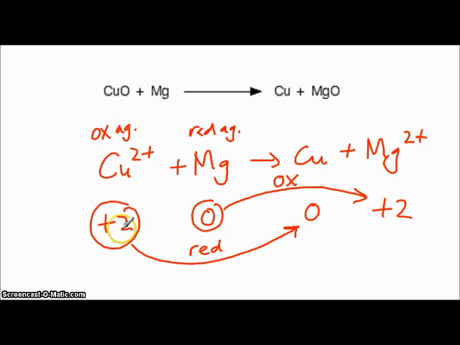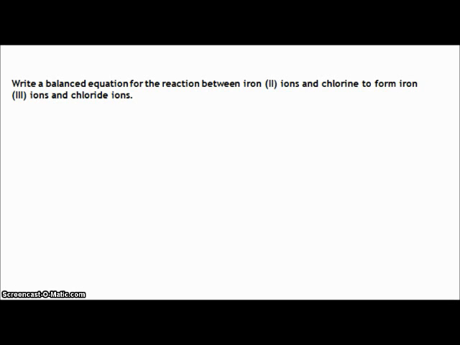So the species that is reduced is the oxidizing agent. The species that is oxidized is the reducing agent. Alright, let's have a little look at some half equations now.